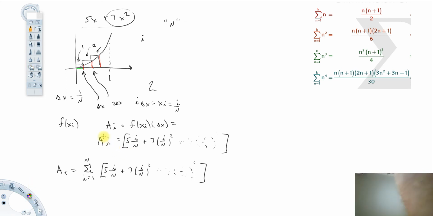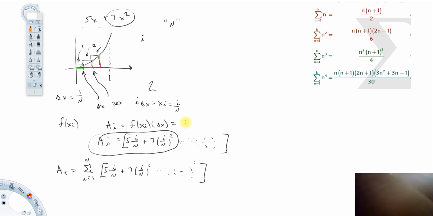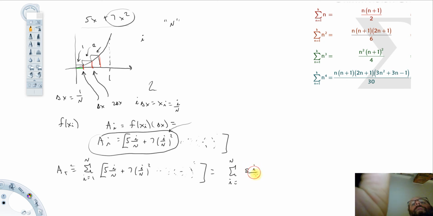So here is our formula for the a sub i's. That's the area of the ith rectangle for any given i. Then we sum those all up from i equals 1 to n. That gives us an area estimate. And now what we can do is break this up. We can write this as the sum from i equals 1 to n of 5i over n plus the sum from i equals 1 to n of 7i squared over n squared.